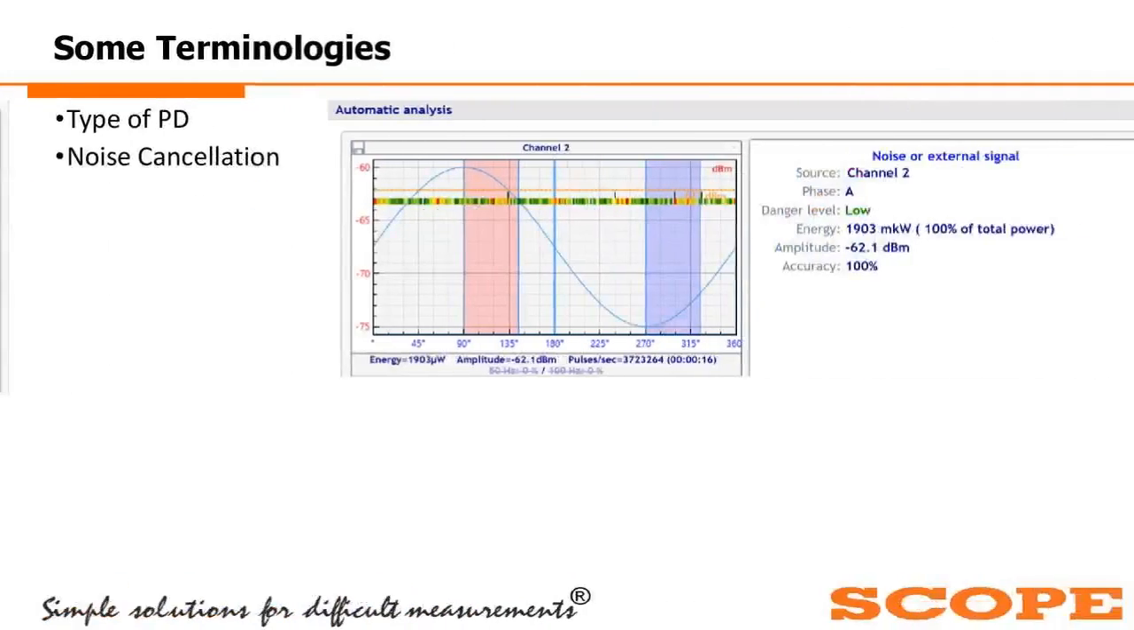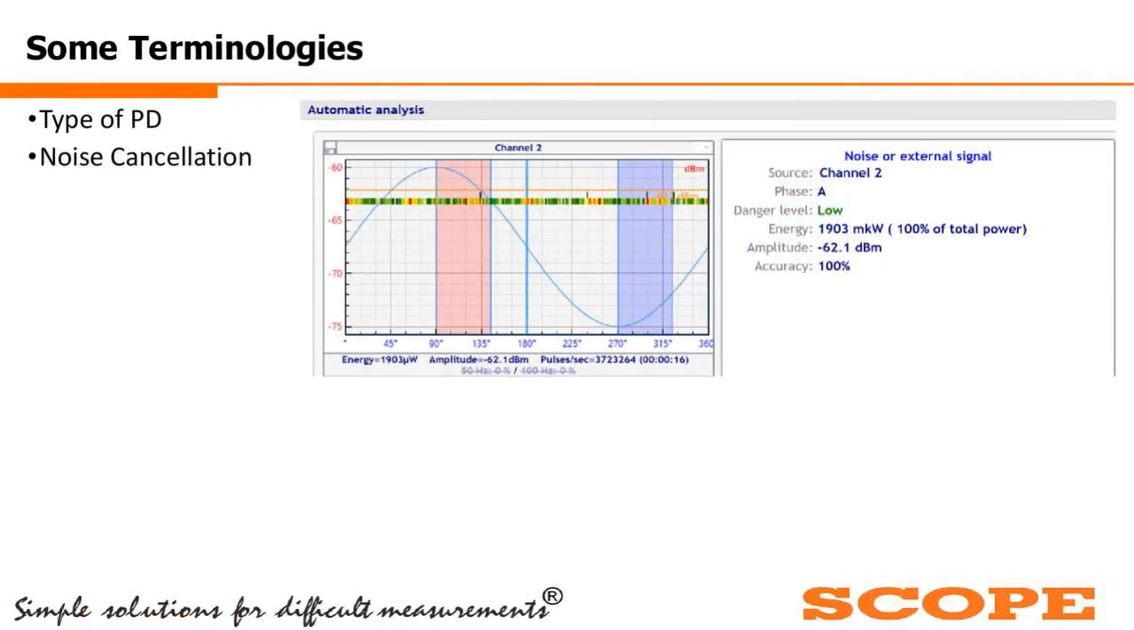Now, the next thing is noise cancellation. As I was telling you, just having a reference signal does not always help, because the kind of noise that is available in the substations is quite high. Under those circumstances, you don't know what kind of noise you will get when you are taking the reading. So your system should be capable of identifying the noise also.